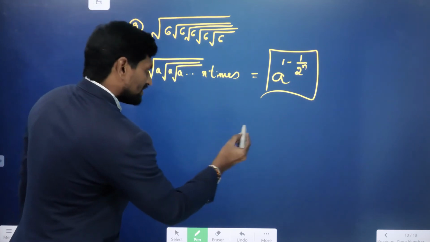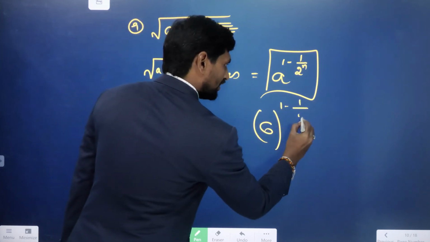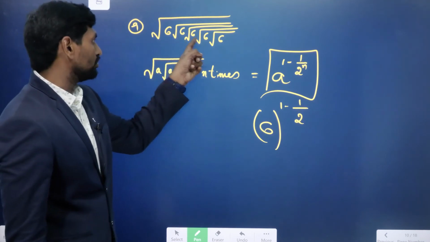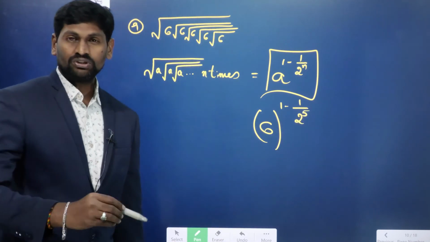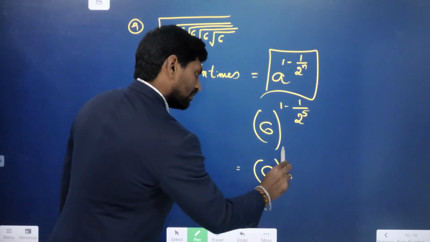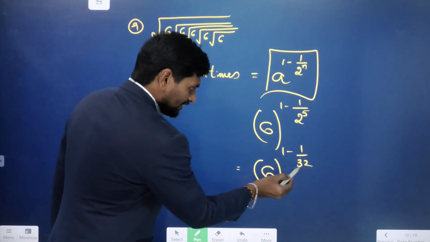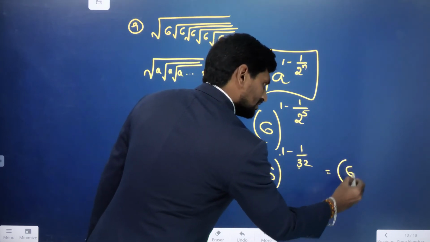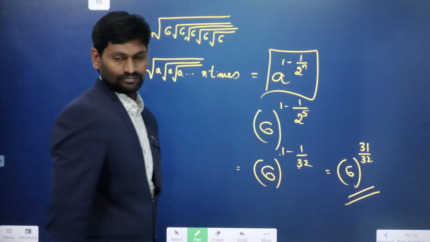So here a means 6. Let us substitute: 6 power 1 minus 1 by 2 power n. n means number of times. How many times is 6 presented here? 1, 2, 3, 4, 5 times. So 2 power 5 means 2 into 2 into 2, 5 times, that is 32. That means 6 power 1 minus 1 by 32. Now simplify this: 32 ones are 32, 32 minus 1 is 31. So 6 power 31 by 32 is our answer.